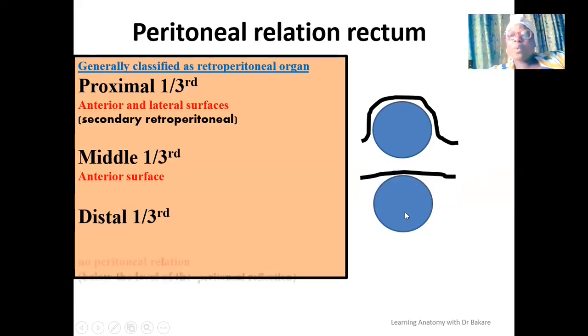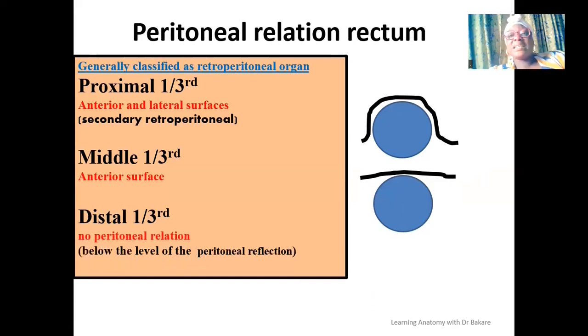While the distal third is not seen to present peritoneal relation because it is located below the level of peritoneal reflection. Let's say this is the wall of the rectum. So we do not see any form of relationship created between the peritoneum and the rectum in the distal third because it is located below the level of peritoneal reflection. So no contact with peritoneum at this region.